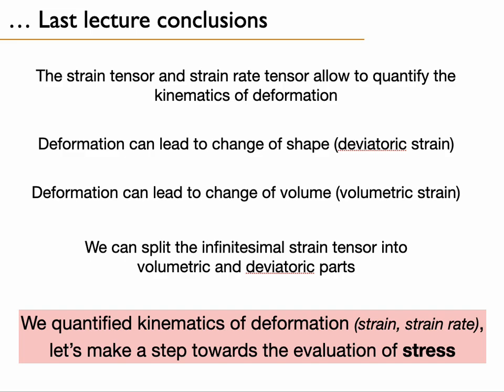Last week, we discussed the strain and the strain rate. The conclusions were that the strain tensor and strain rate tensor allow us to quantify the kinematics of deformation. We have deformation that can lead to a change of shape, deviatoric strains, and deformation that can lead to a change of volume, volumetric strains. And these tensors can be split into volumetric and deviatoric parts. So we've worked on these different points. Now what we want to do in this lecture is to make a step towards the evaluation of stress.